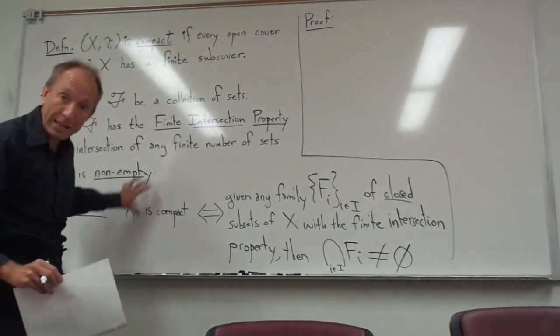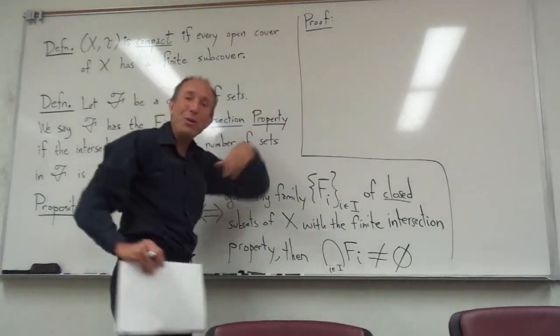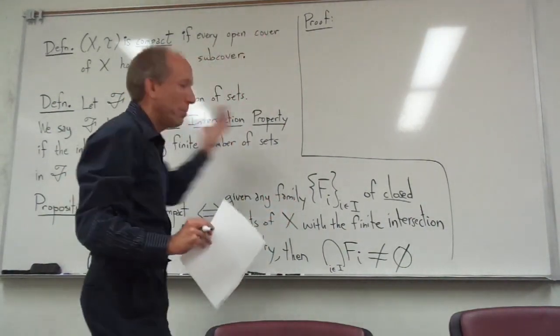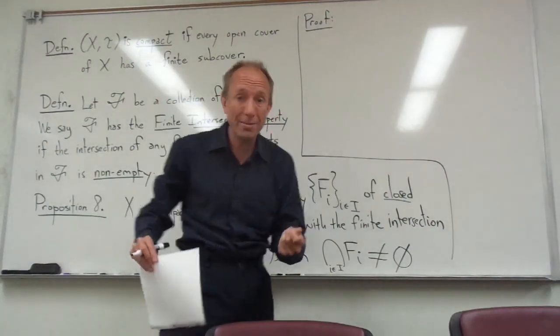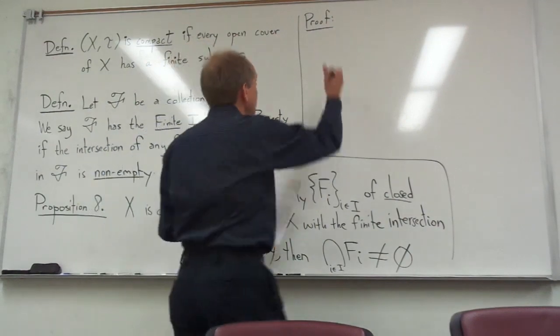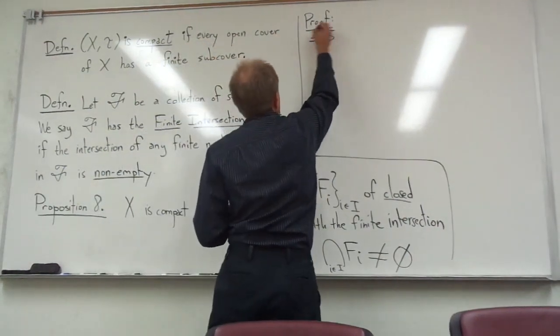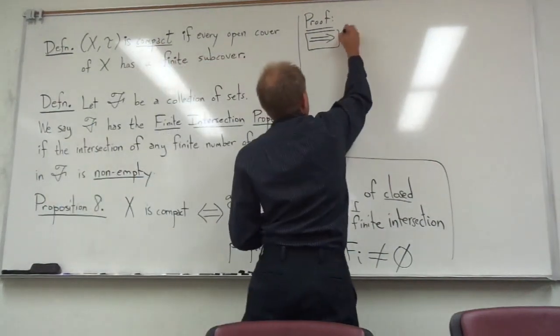Of course, compactness as a definition involves open sets. But we know how to go between open sets and closed sets, of course. We just use complements, right? So I can very easily transition from one to the other. So that's how this proof is going to work. Let's do the forward direction first. Let's assume that X is compact.